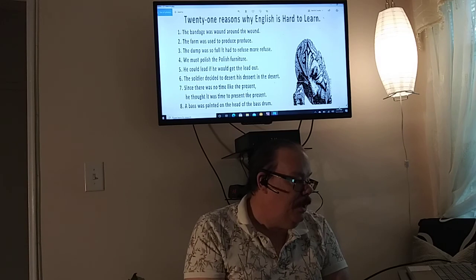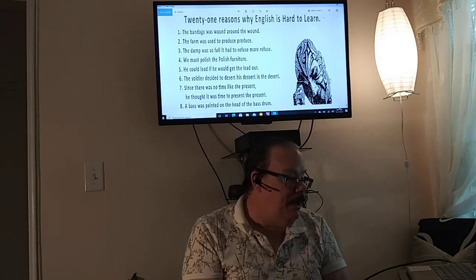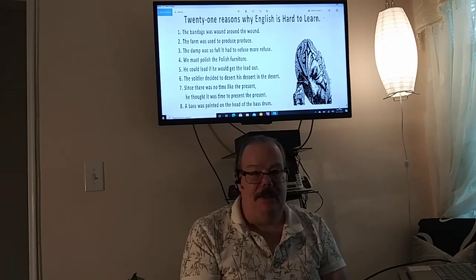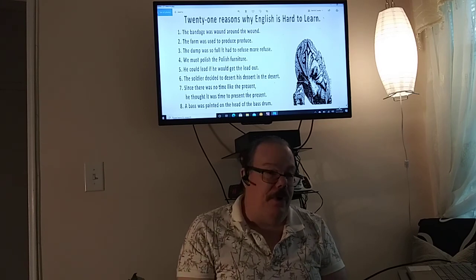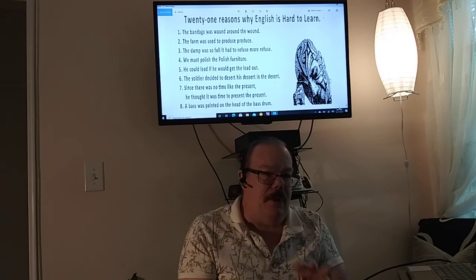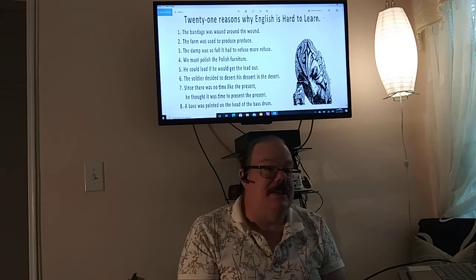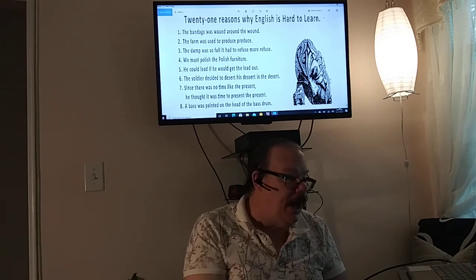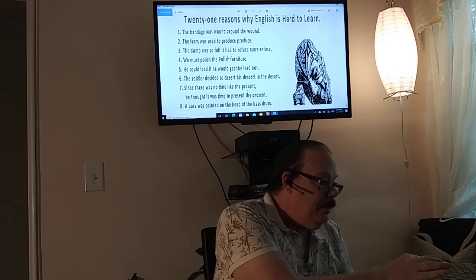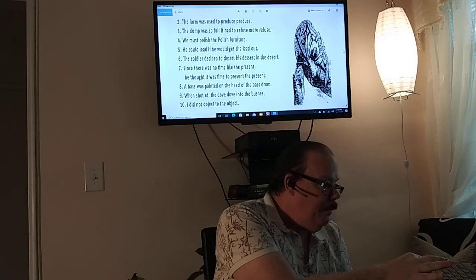Number 8. Bass was painted on the head of the bass drum. So the first one, bass, is a fish, type of fish. The second one is an adjective, meaning it's a type of drum which is big. So that says bass. Come on. Okay.